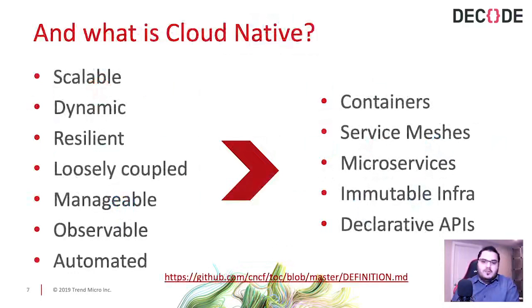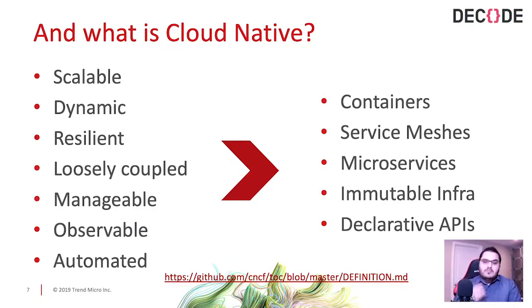And when we're talking about cloud native, what does it mean, right? Sometimes it's hard to understand the concept. What does it mean to have a cloud native application or develop a cloud native application? According to the CNCF, cloud native applications need to have at least these 7 characteristics on the left side. They need to be scalable, dynamic, resilient, loosely coupled, as in microservices, manageable, observable, and automated, right?